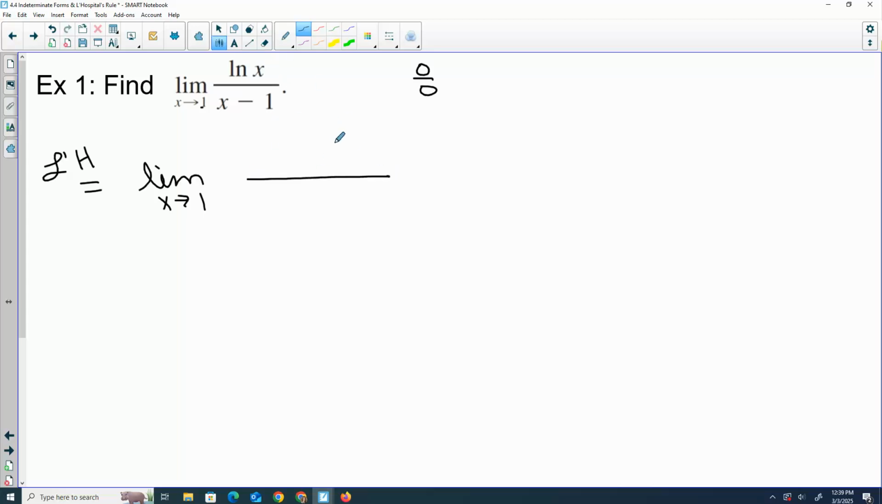What is the derivative of natural log x? 1 over x times 1. Just 1 over x. Over, what's the derivative of the bottom? 4. So this is the limit as x approaches 1 of 1 over x. Can we figure out what that is? Yeah, we can plug our 1 in now and we get 1. Because it was an indeterminate form, I can do my L'Hopital's and evaluate my limit.